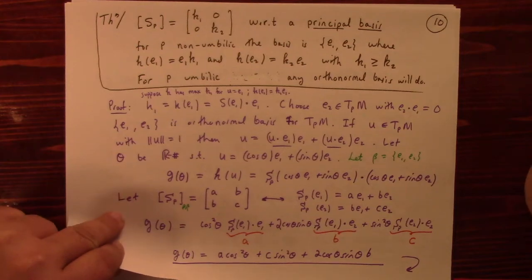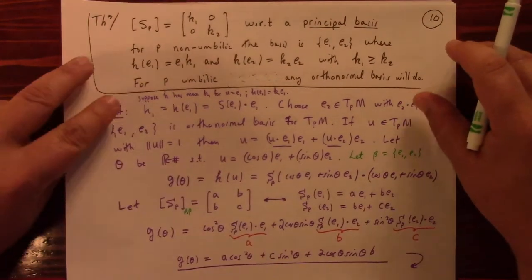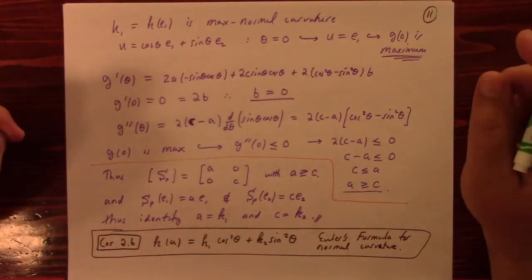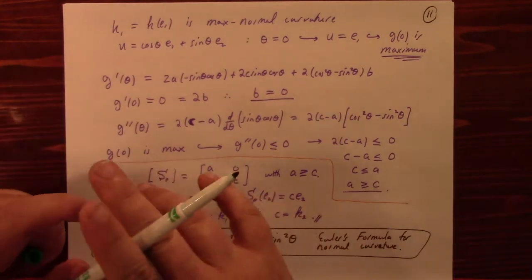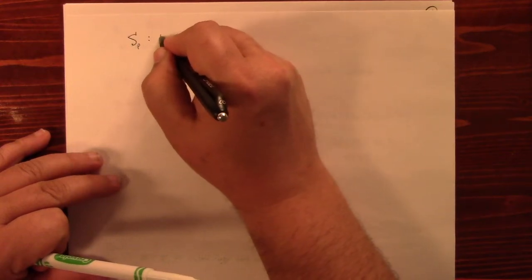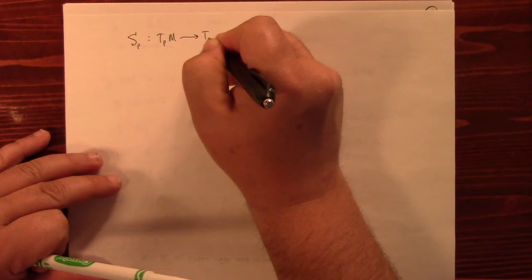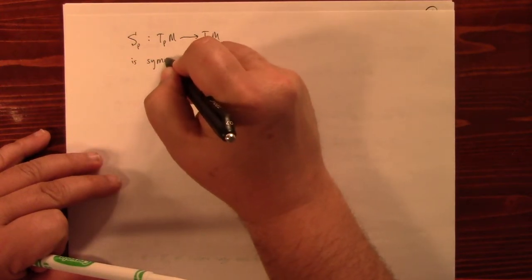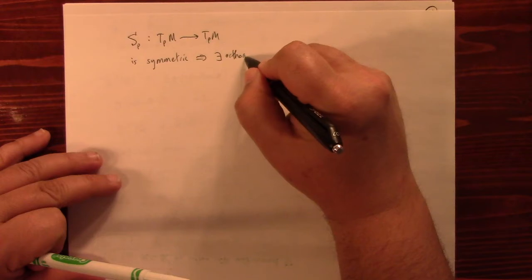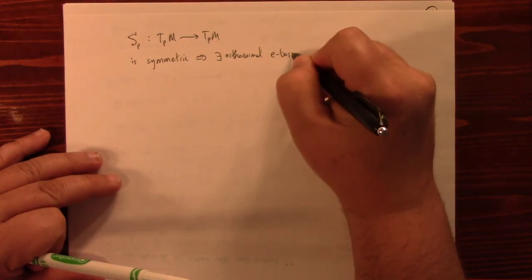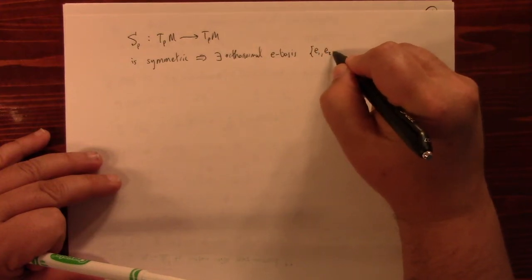Again, if you already have proved the real spectral theorem in another course, this is somewhat redundant. Once we know that the shape operator is symmetric, then we can apply the real spectral theorem. What's the real spectral theorem say? It says, since the shape operator at the point P is a mapping from TPM to TPM and is symmetric, that implies that there exists an orthonormal eigenbasis, which I will call E1 and E2, right?